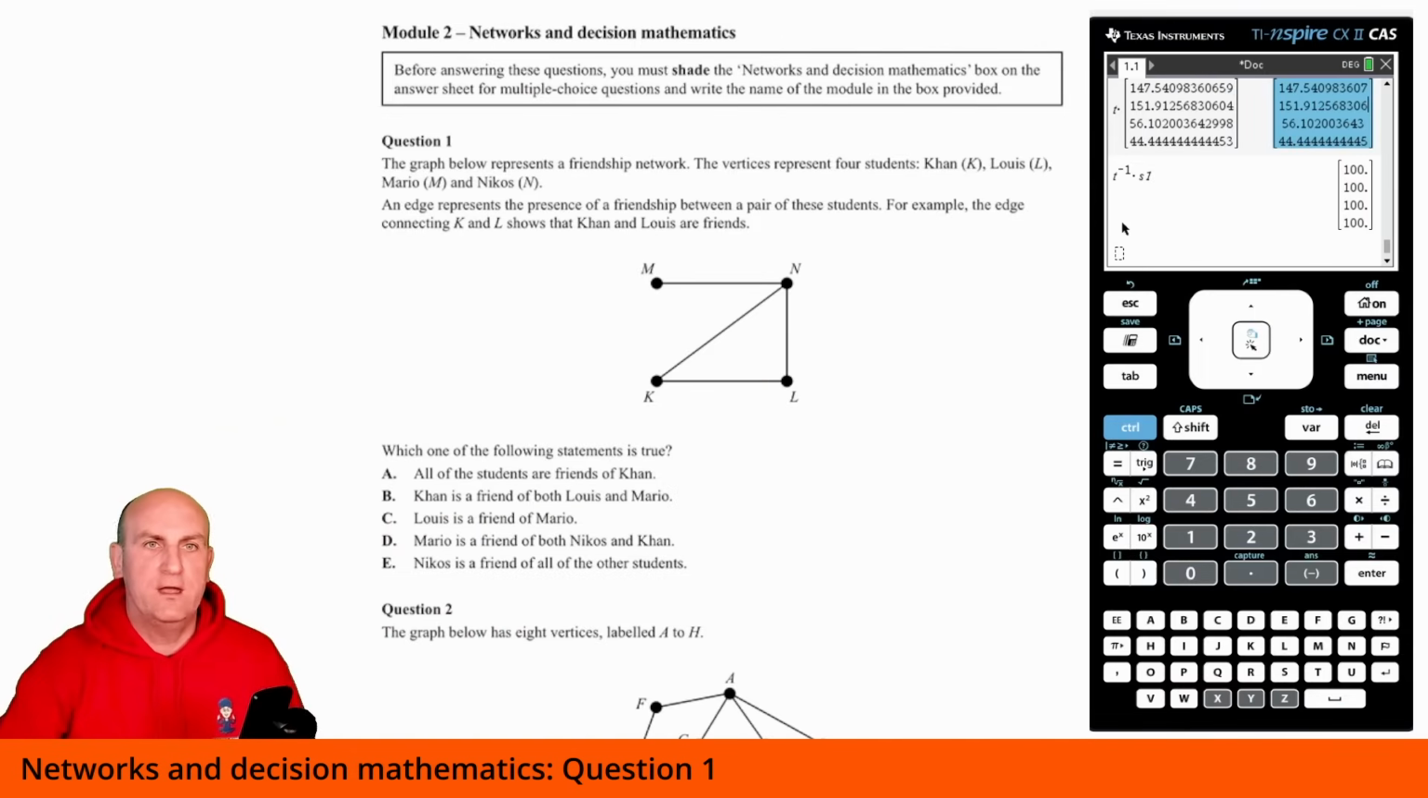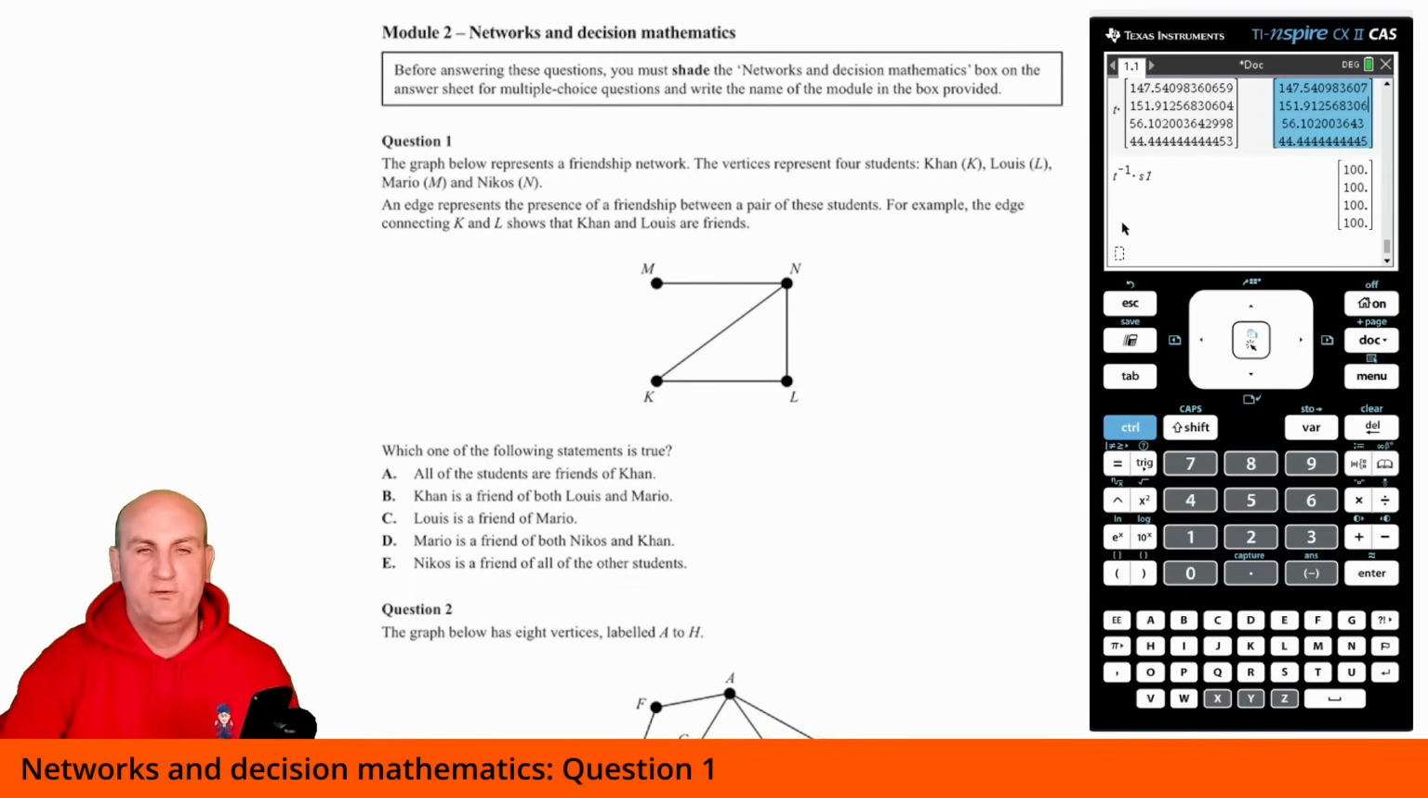Right, here we go. The graph below represents a friendship network. The vertices represent 4 students, K, L, M, and N. An edge represents the presence of a friendship between a pair of the students. For example, the edge connecting K and L shows Khan and Olivia are friends. Which of the following statements is true?